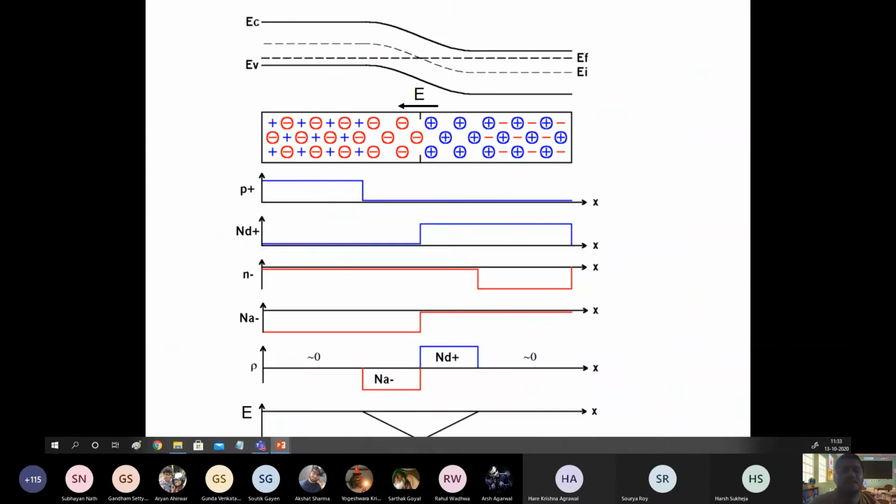Let us look at it. This is the picture under equilibrium. At equilibrium, the Fermi level is constant, and the other bands are changing. So this basically is the potential barrier for electrons. This is the potential barrier for holes, right? Because electrons have to go up, and holes have to fall. This is basically the potential barrier, so they have to go up this hill.